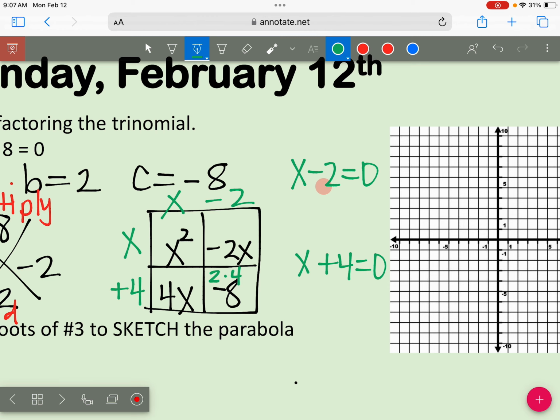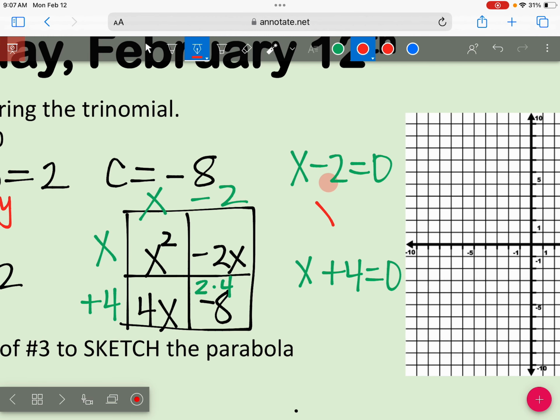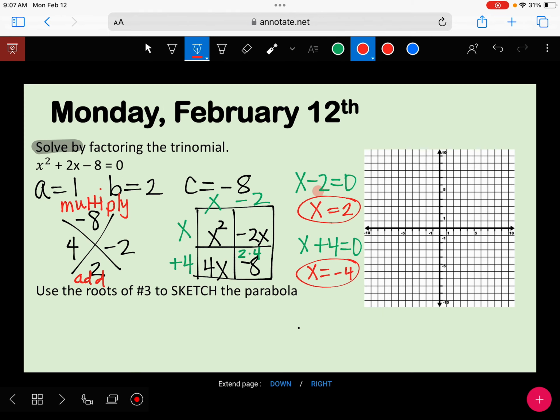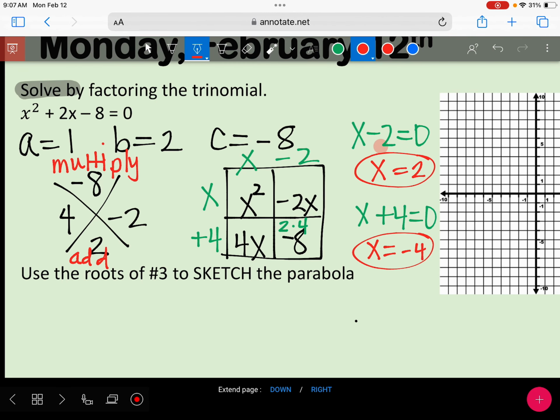So remember, the x-intercept is always, because you have to solve it, the opposite of the factor. So if I have a factor at x minus 2, my solution is at x equals positive 2. That's my first x-intercept. And where would my second x-intercept be? Negative 4, good. So we're going to sketch our parabola, and we already have 3 points. I know I have x-intercepts at 2 and negative 4.